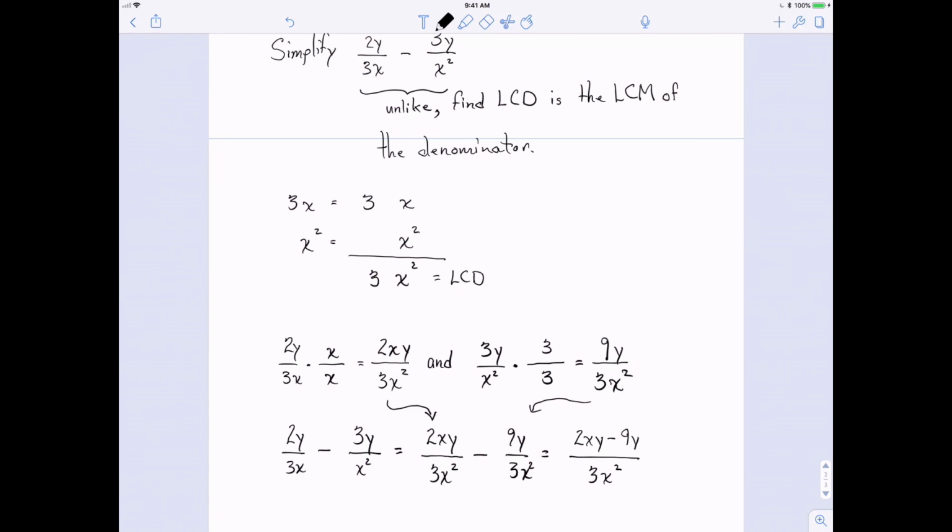I think that's all we can do. You could factor the y's in the numerator, but they're not going to cancel with anything in the denominator. So I think we'll just stop there.